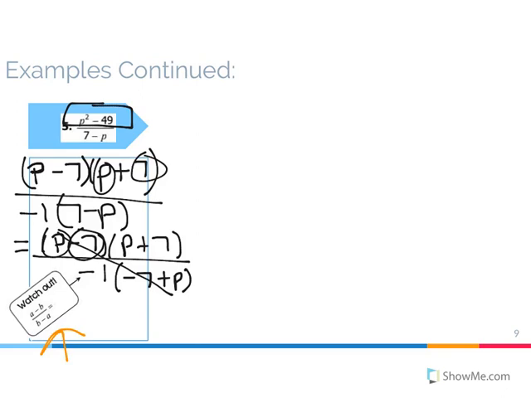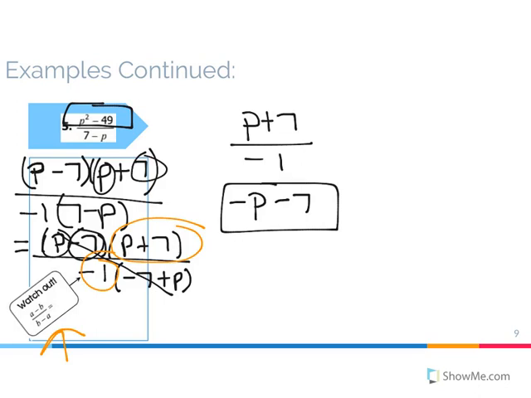And then I have a p plus 7 divided by a -1 still. So I still have all this. There's two ways that you guys can write this as your final answer. You can have p plus 7 divided by -1, but anytime that you have a -1 down there, we're just going to distribute that, meaning that that positive p is now going to become a negative p. That positive 7 is going to become a -7. So this is what I want your final answer to actually be.